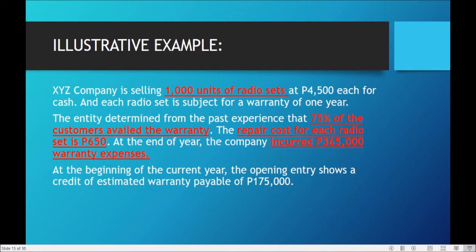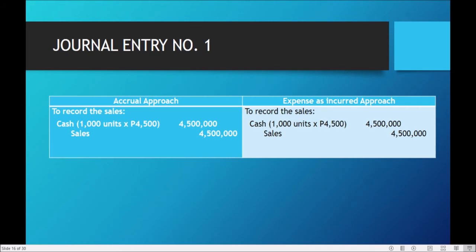Take note, we have 1,000 units of radio sets sold. Then we estimated that 75% will avail warranty. Then the cost of repairing the radio set is 650. And at year end, the company incurred 365 warranty expenses. Those items are important in preparing the journal entries for accounting for warranty. Okay. First journal entry that we are going to prepare.